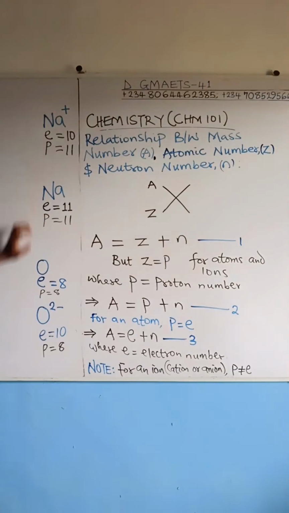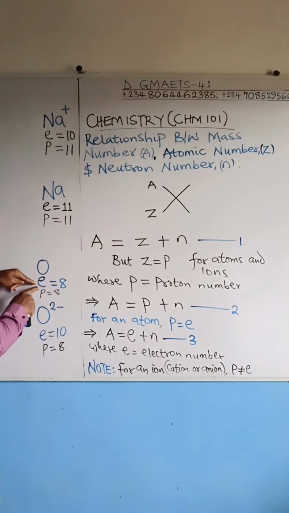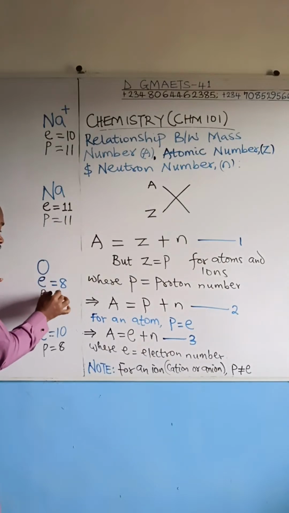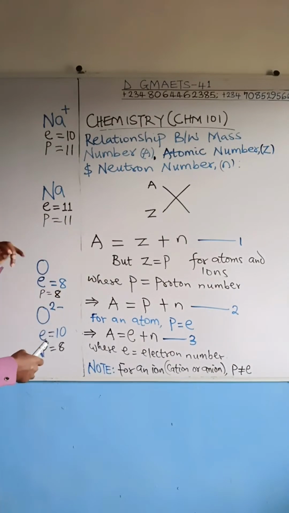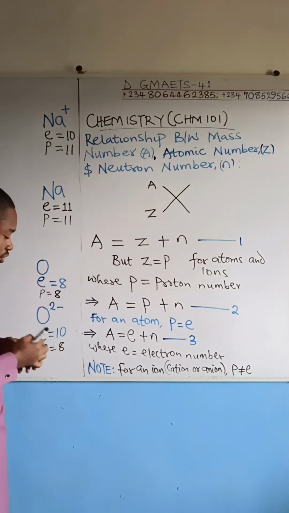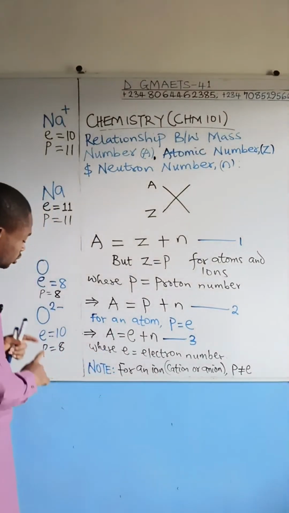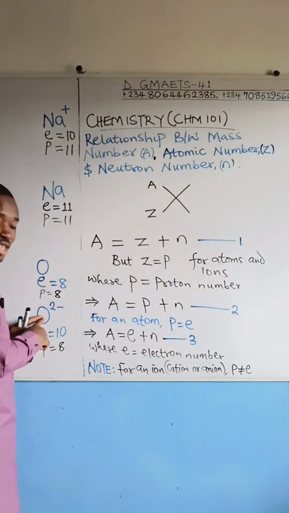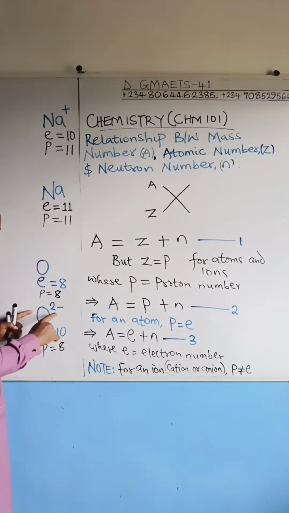Okay. Then look at the example of oxygen. Oxygen is atomic number 8. So atomic oxygen has 8 electrons and 8 protons. You can see that, 8 and 8. But when oxygen reacts, it gains 2 electrons. And how do you know that it gains 2 electrons? The ion of that atom will be written like this. You can see 2 minus on top.